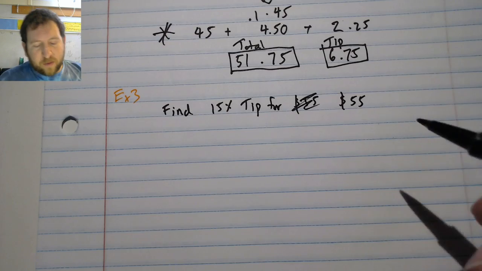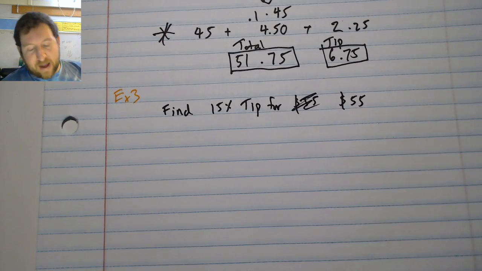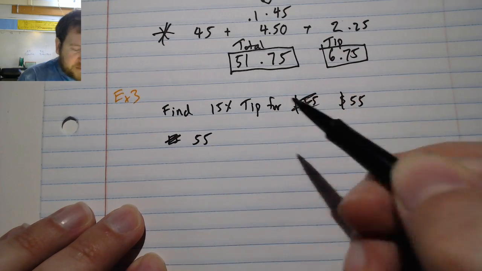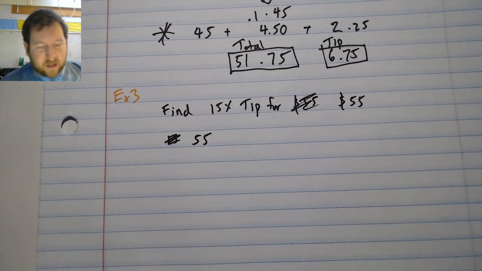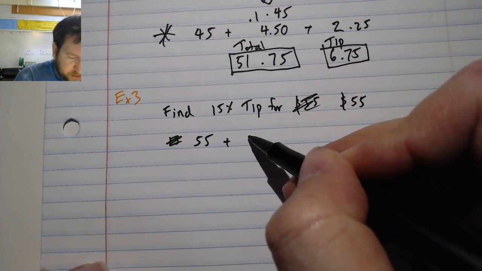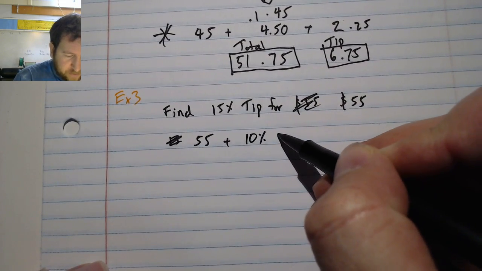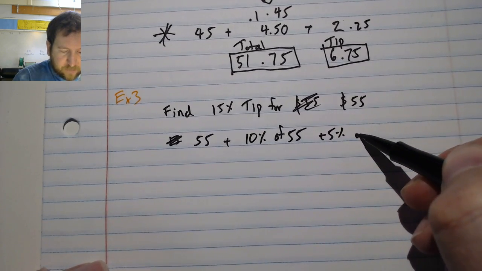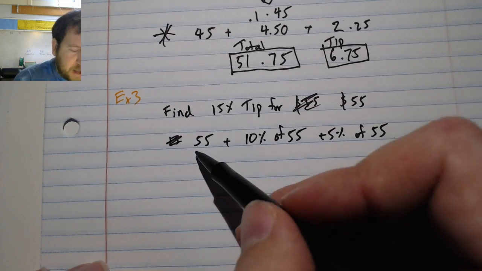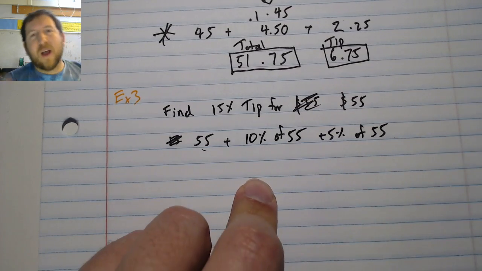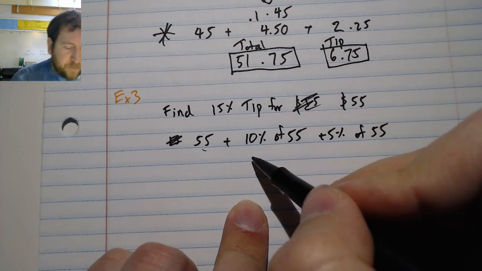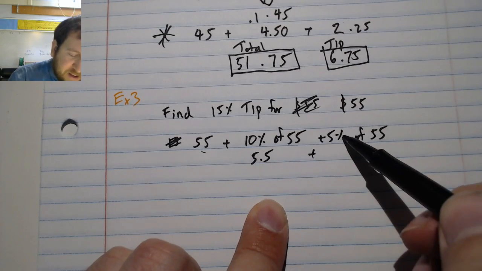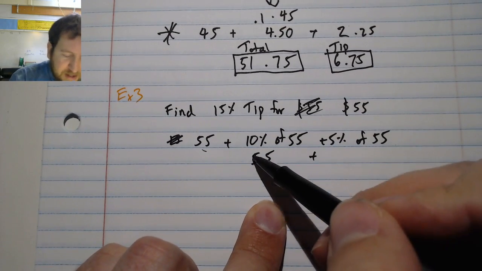This one's going to be a little easier because notice we don't even have to round. We are already at a solid round number. So I can say, I've got my 55 and I'm good to go. I'm going to do my 55 plus 10% of 55 plus 5% of 55. 10% of 55, all I'm going to do is move the decimal point over, so I've got 5.5. And to get 5%, I'm just going to take half of that.